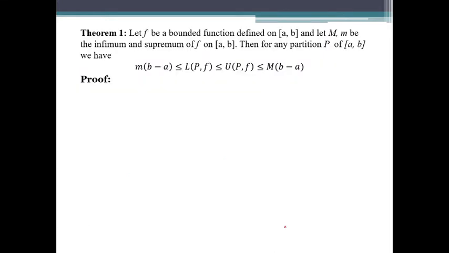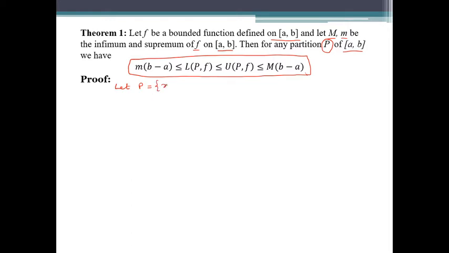Now in the next slide we try to prove this theorem. In this theorem, we are given that f is a bounded function on the closed interval [a, b], and that capital M and small m are the supremum and infimum values of f on the closed interval [a, b]. Then we have to prove that for any partition P of [a, b] this inequality holds.